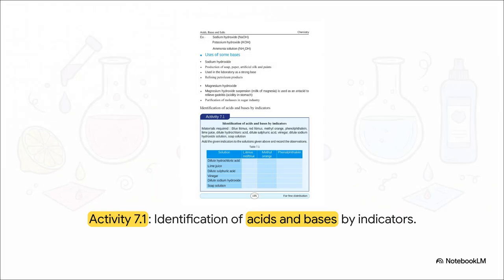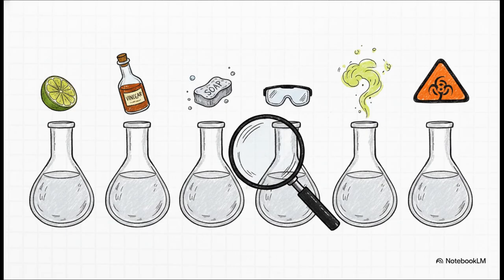Now, Activity 7.1 is our exact blueprint for this whole experiment, the identification of acids and bases by indicators. It literally gives us everything we need to run a comprehensive diagnostic test on an array of completely unknown liquids. And here are our raw materials. These are the suspects in our little mystery. It's actually a pretty fascinating mix.